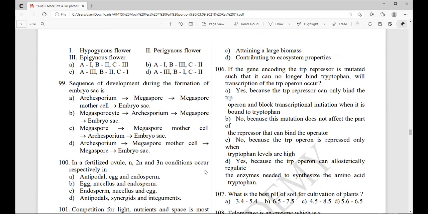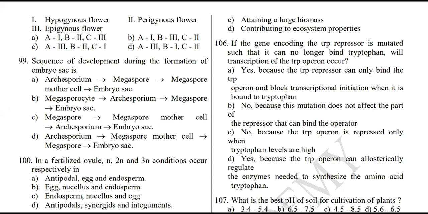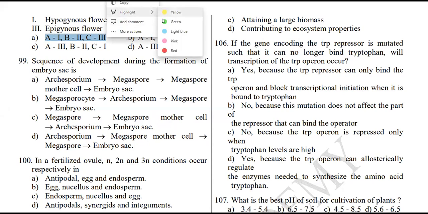Let's see the next questions. Okay. So what might be the answer for this question? The answer would be hypogynous, perigynous, and epigynous. So A is 1, B is 2, and C is 3. So the option is A, right?